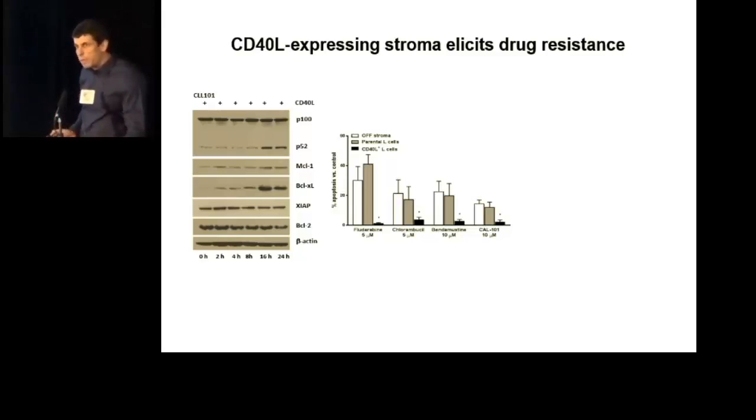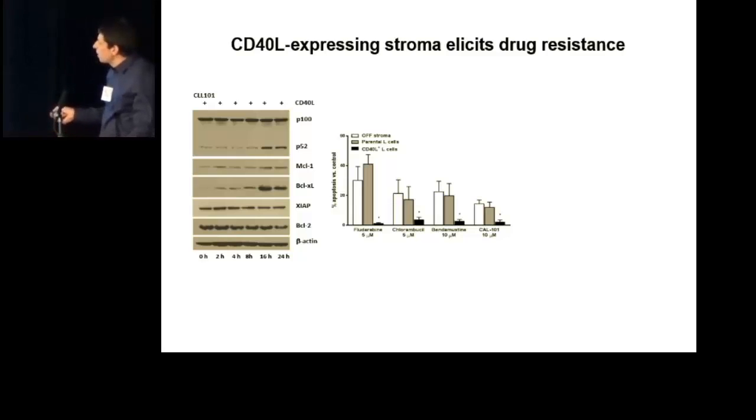So we modeled the lymph node niche by using a well-established model which employs CD40 ligand expressing cells. As reported previously, when CLL cells are co-cultured with CD40 ligand expressing stroma, there is activation of the NF-kappa-B pathway. Here we show the non-canonical pathway: increased processing of p100 to p52, increased expression of MCL1, BCL-XL, and stable expression of BCL2. I'll show the activation of canonical pathway later.